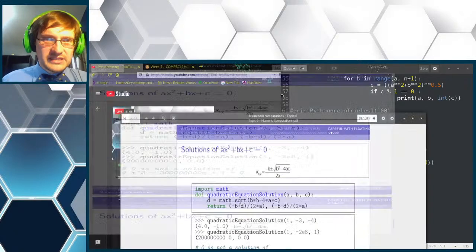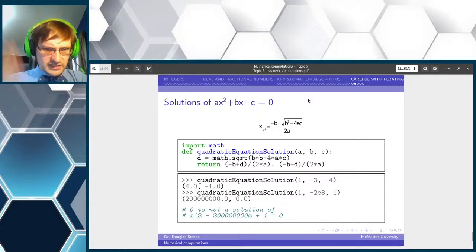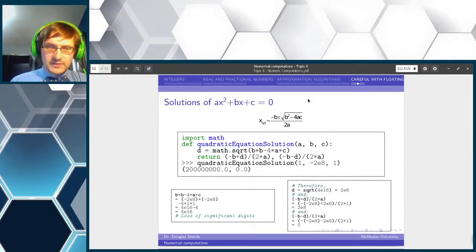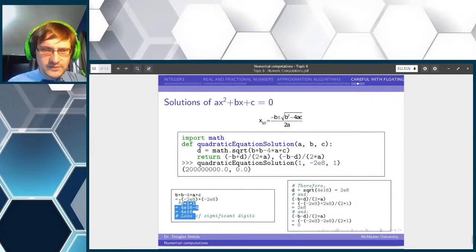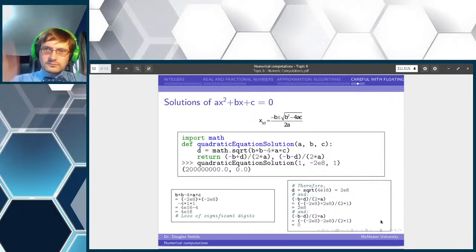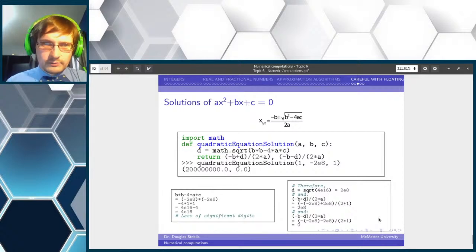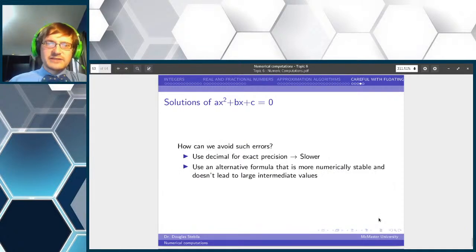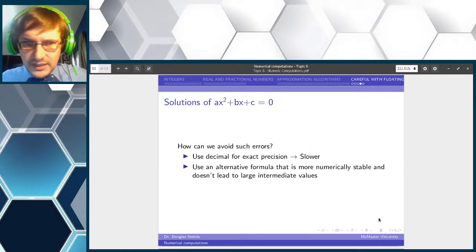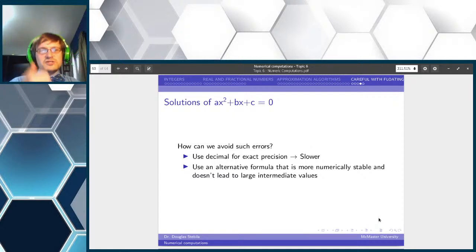There are a couple of ways that you might be able to get around that, one of which would be using the decimal library instead of floating point arithmetic. But as you can see, this is demonstrated here. We have a loss of significant digits. So that's why we get the wrong solution. And, generally speaking, it's not good to use the wrong solution. So we can either use the decimal library for more exact precision at the penalty of slower runtime, or we can use an alternative formula that is more numerically stable and doesn't lead to large intermediate values.